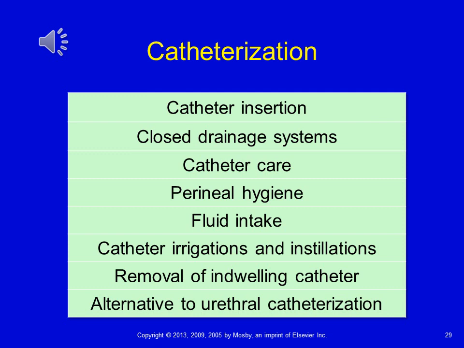Suprapubic and condom catheters are 2 alternatives to indwelling catheters. Suprapubic catheterization requires a surgical placement of a catheter through the abdominal wall above the symphysis pubis and into the urinary bladder. Maintenance of the tubing and bag is the same as for an indwelling catheter. A condom catheter is used for male patients only. Box 45-11 shows you the procedural guidelines for a condom catheter.